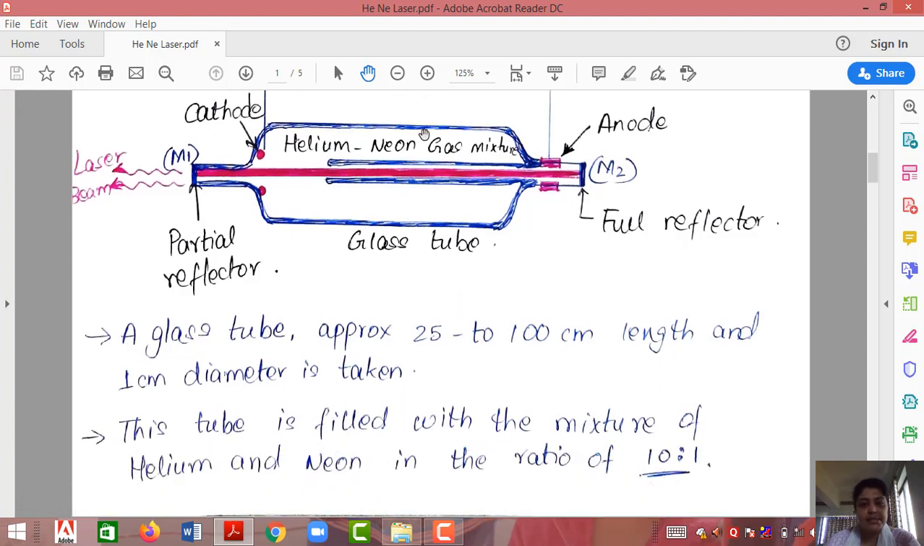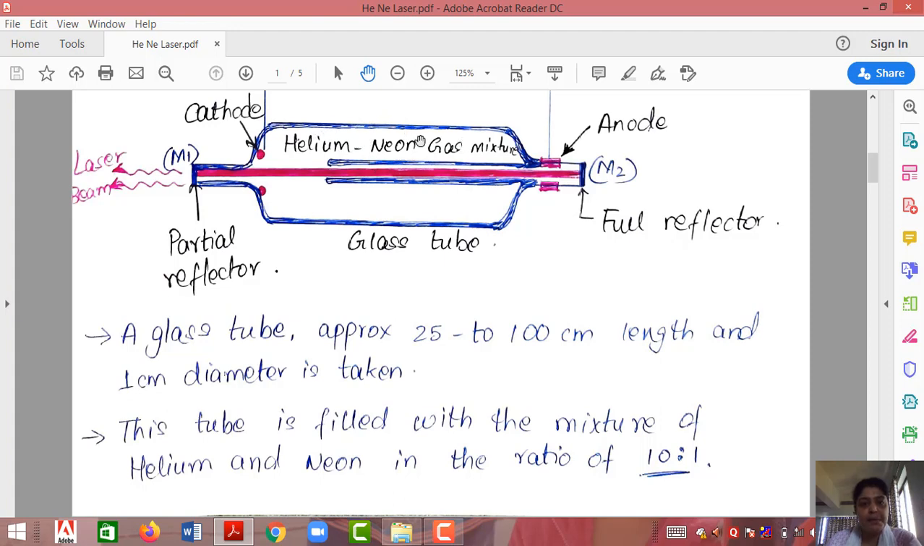This tube is filled with the helium neon mixture in such a way that the ratio of helium and neon is 10 is to 1. So 10 atoms of helium, 1 atom of neon. It is taken in the ratio of 10 is to 1. Let me just tell you that if you compare the masses of the two, the mass of helium is 4, whereas the mass of neon is almost 4 to 5 times the mass of helium.